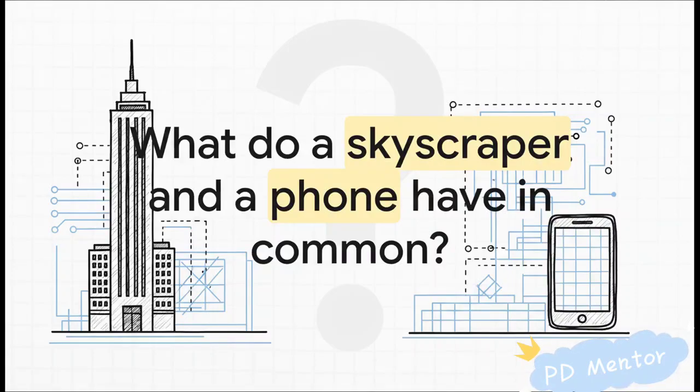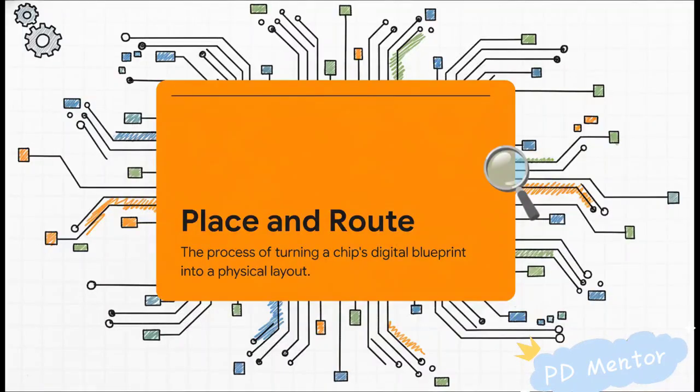What could a massive, towering skyscraper possibly have in common with the tiny, powerful phone that's sitting in your pocket right now? Well, the answer is pretty simple. They both start with an absolutely meticulous blueprint. You know, in the world of chip design, they call that blueprint phase place and route. It's this mind-bogglingly complex process of taking a digital idea, the chip's design, and figuring out how to physically arrange millions, sometimes billions, of tiny components and wires onto a little slice of silicon.